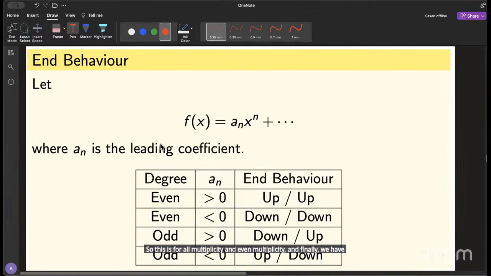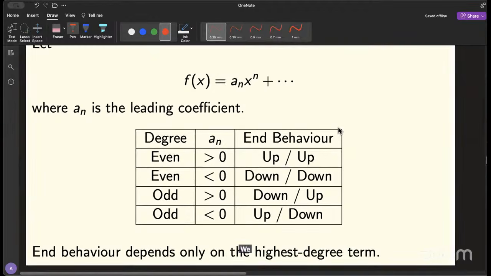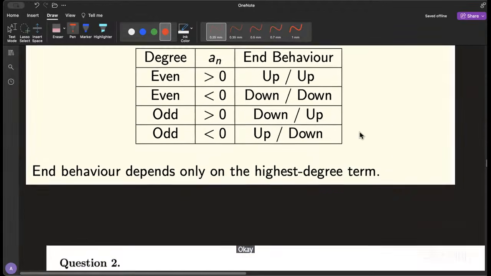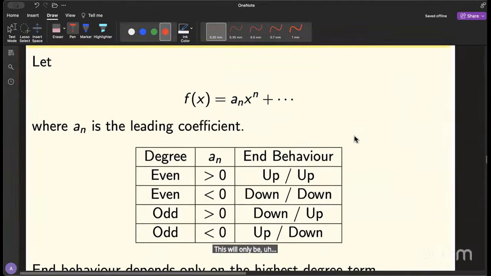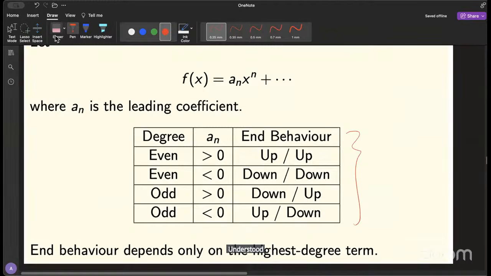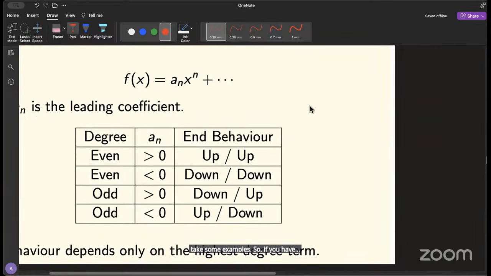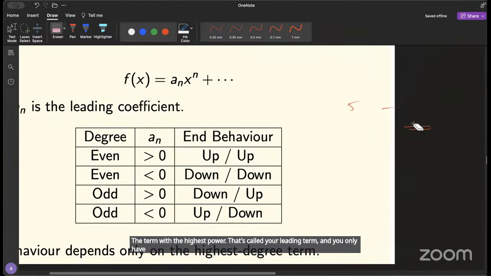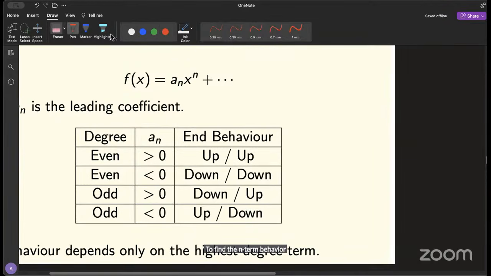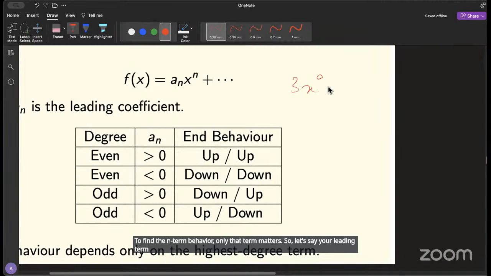And finally, we have end behavior. This will be clearly understood if we take some example. So if you have 3x cubed plus 5x squared plus 9x to the power 9, then the leading term here is the term with the highest power. That's called your leading term, and you only have to focus on that term. To find the end behavior, only that term matters. So let's say your leading term is 3x to the power 9.